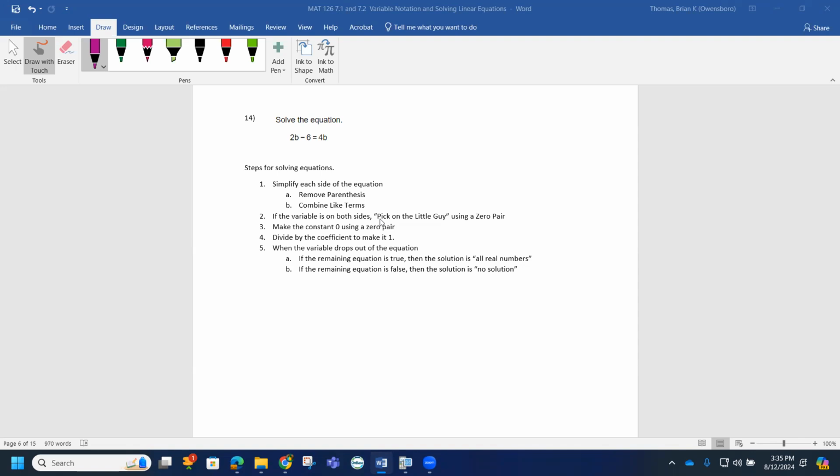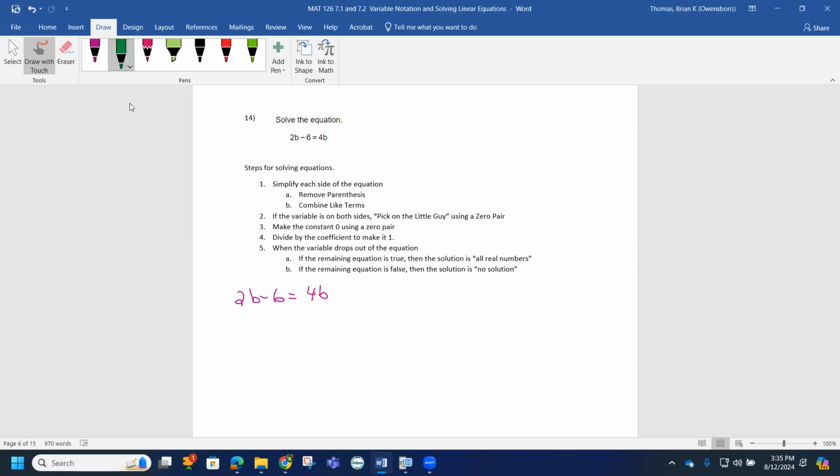If the variable is on both sides, then we need to deal with it. One of the things we do is we call this pick on little guy using what's called a zero pair. So in doing this problem, this becomes necessary. So if I have 2b minus 6 equals 4b, notice how the variable b is on both sides of the equation. So what I want to do is pick on little guy.